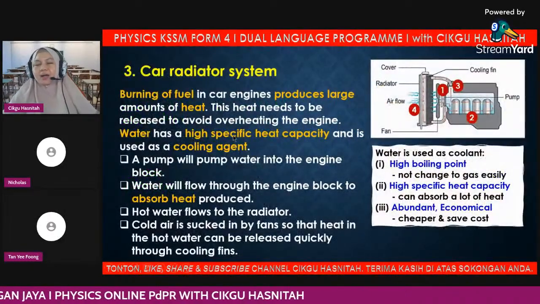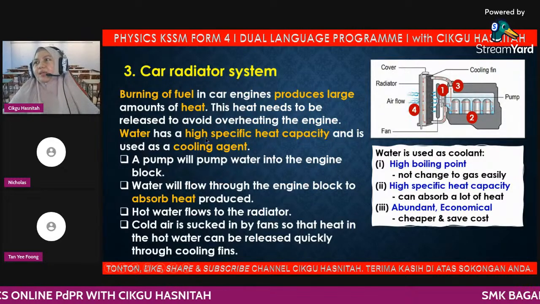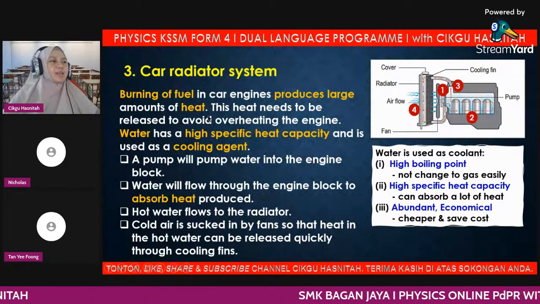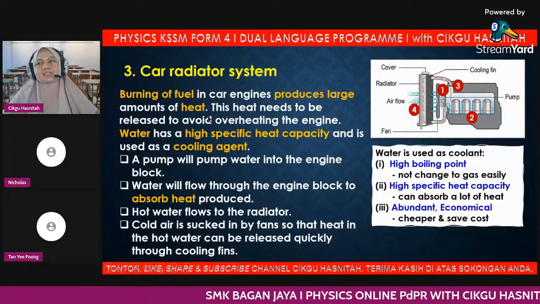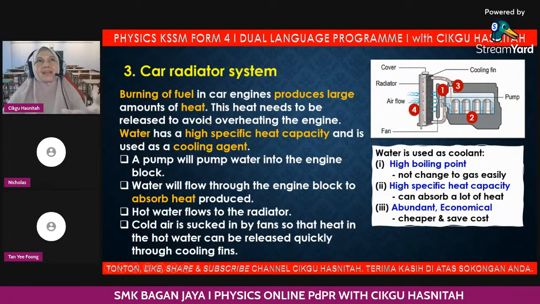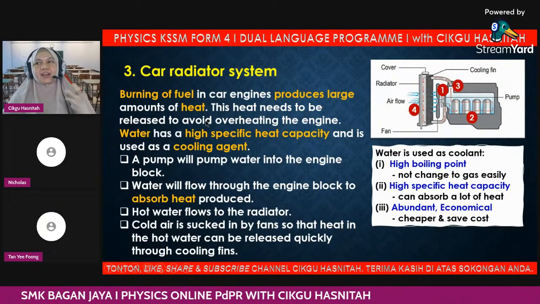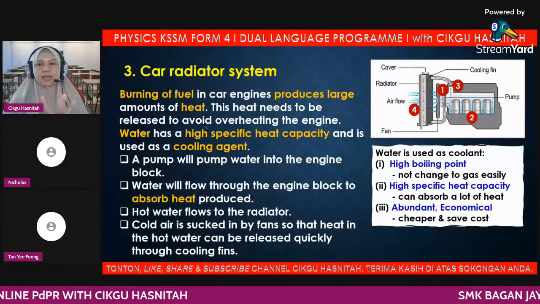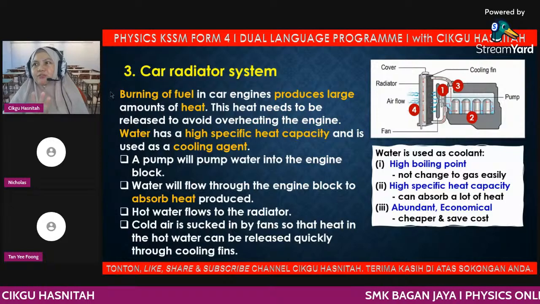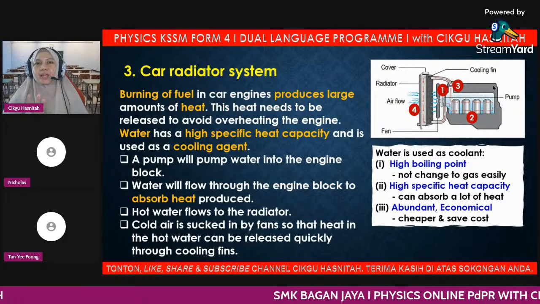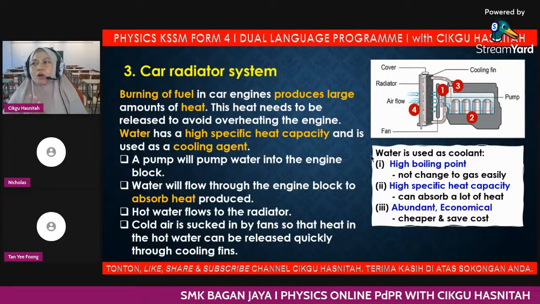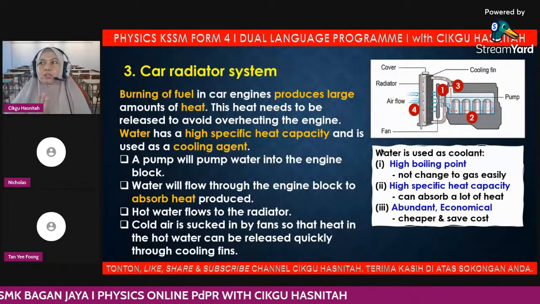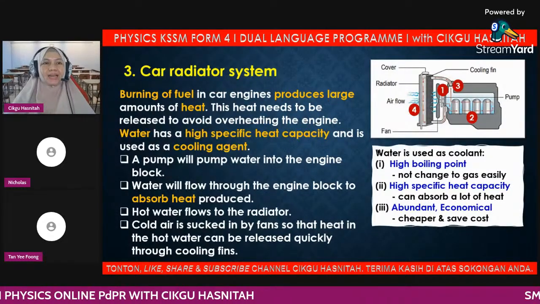Okay, next application. Okay, in a car radiator system. You can see that normally this question used to come up in SPM past year questions. Explain the cooling mechanism in a car radiator system, 4 marks. So students, for a car radiator system, as you can see in this diagram, normally we use water as a coolant. Okay, we use water as a coolant liquid.